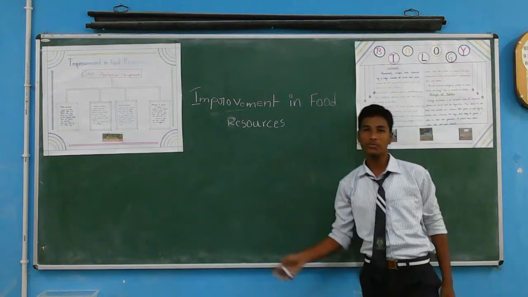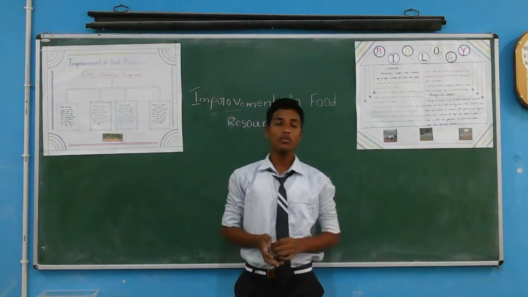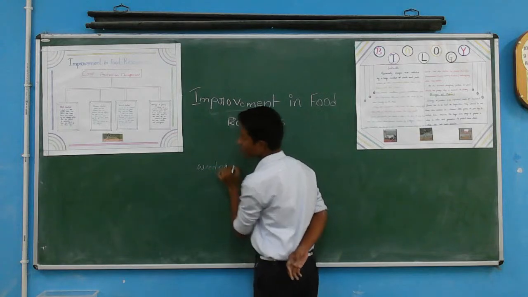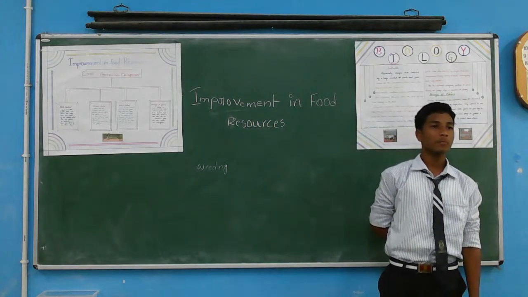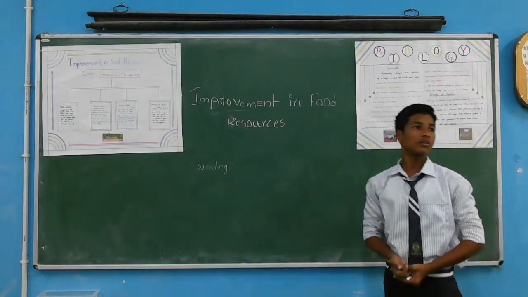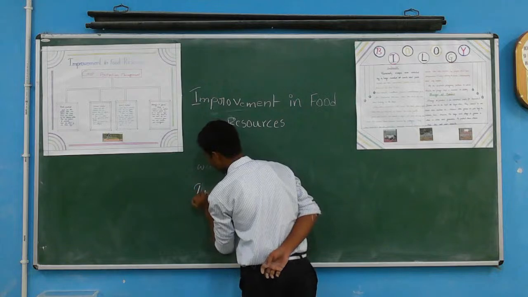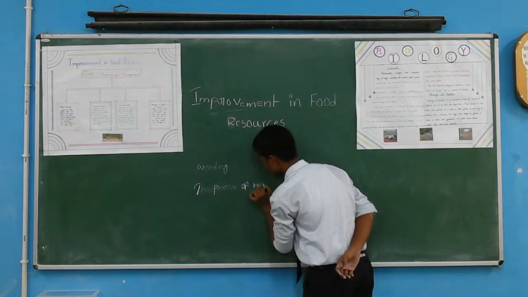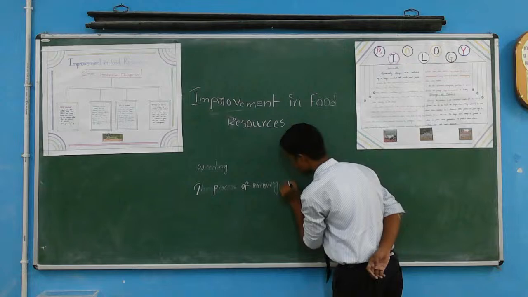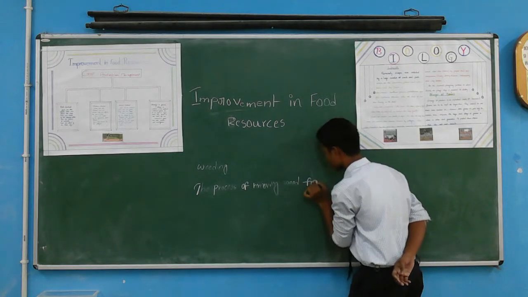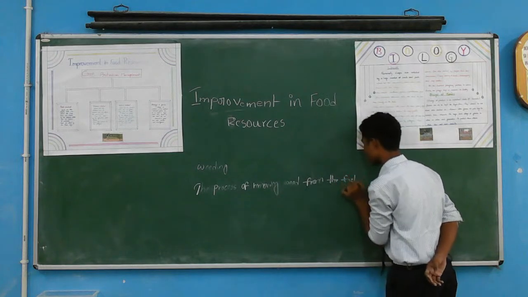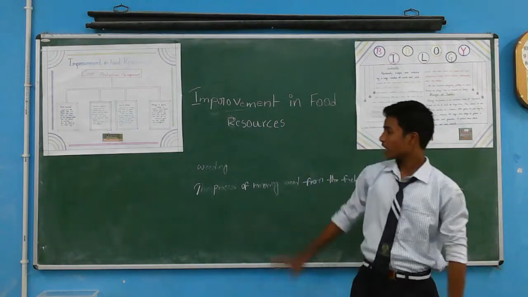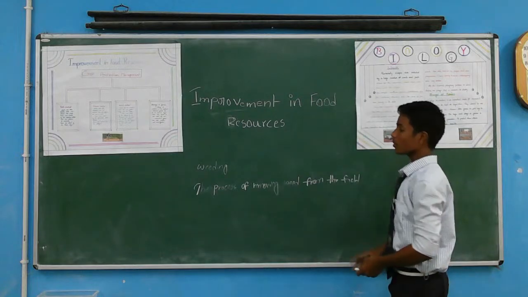Then how can we control these weeds? Firstly, we have to know about weeding. What is weeding? The process of removing weeds from our field is known as weeding. Generally, weeding is divided into two types. We will discuss those types.